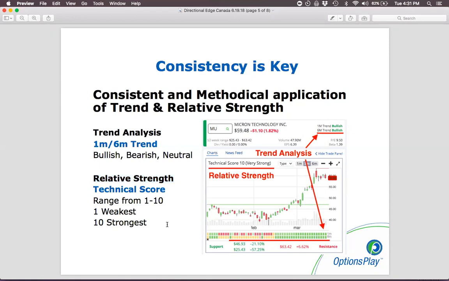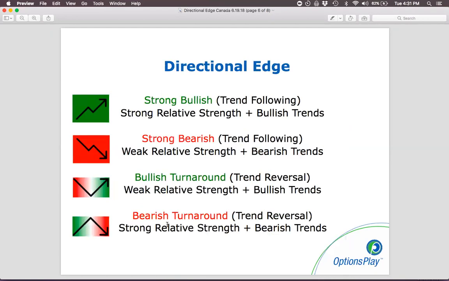So now let's take a look at when you combine these two, what do you actually get? What I have here is 4 different examples of how to actually use these 2 indicators in conjunction with each other to gain a directional edge. So the first 2 are pretty straightforward. They're very easy to remember. The strong bullish, which is a trend following method, and a strong bearish. And this is, again, very straightforward.